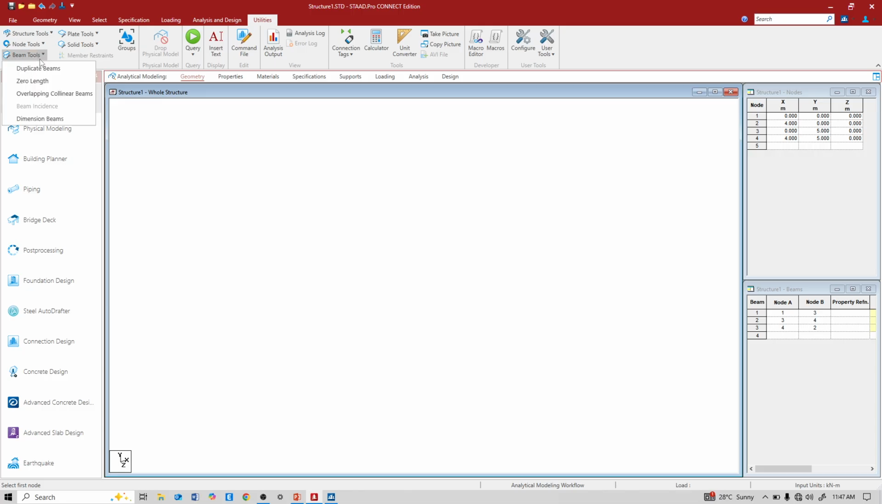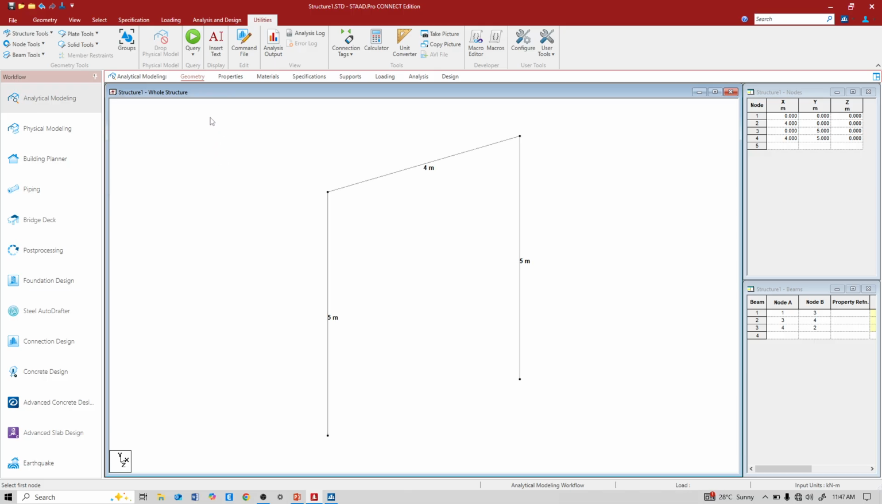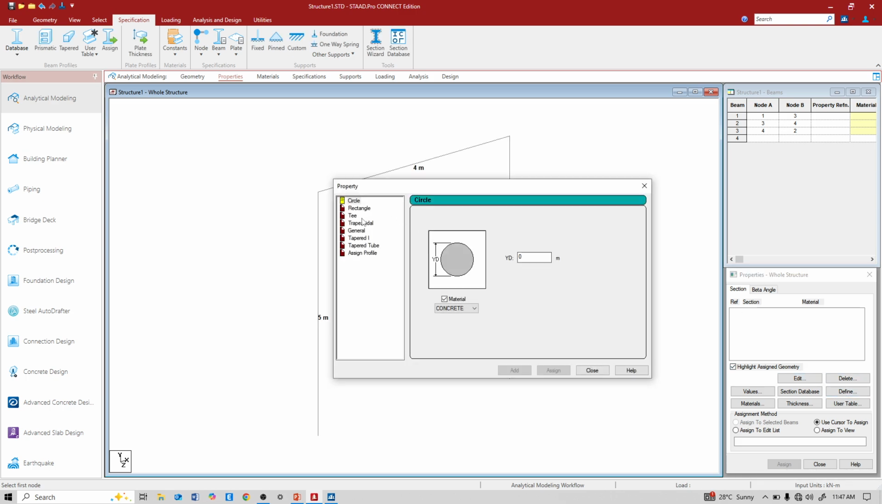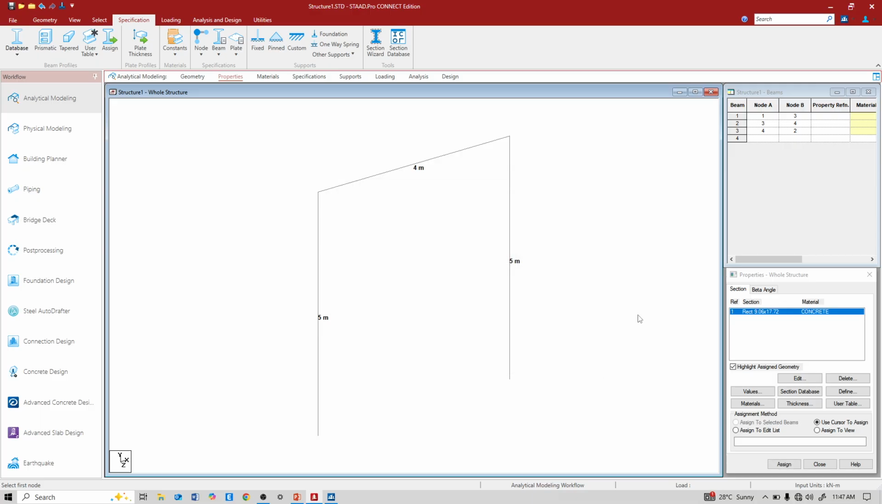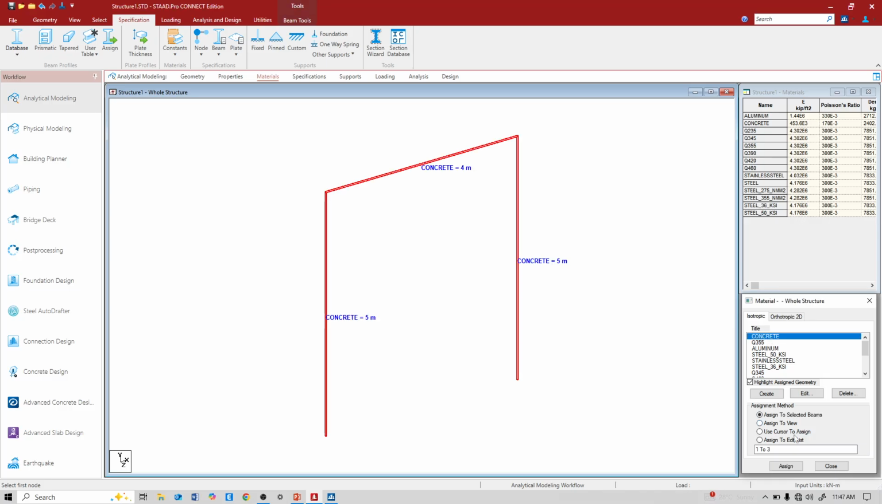Remove node to node distance, again see dimension beams, display. Now see it is correct. Give some properties for errorless calculation. 0.23 by 0.25. We are solving our SFD BMD only for that 10 kilonewton and that UDL 5 kilonewton. We are not interested to solve for that rectangular dead load. Only for errorless calculation we are doing that. Concrete material, etc. All this.